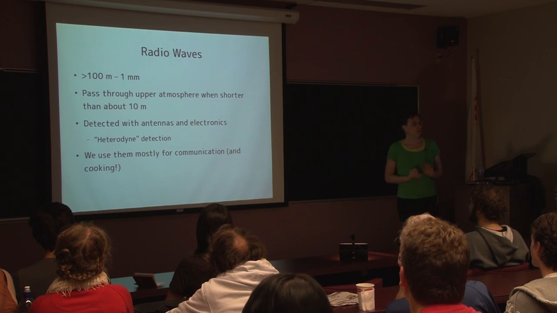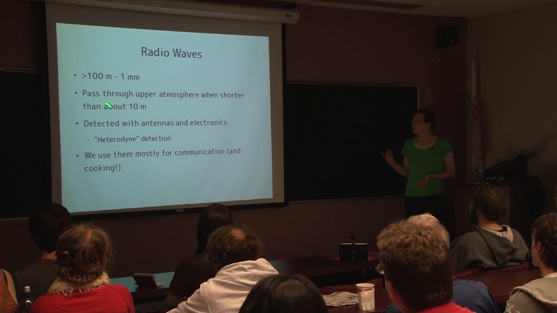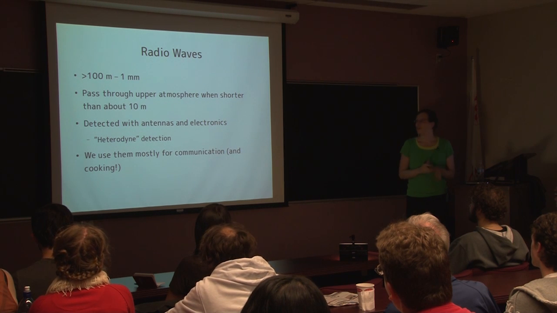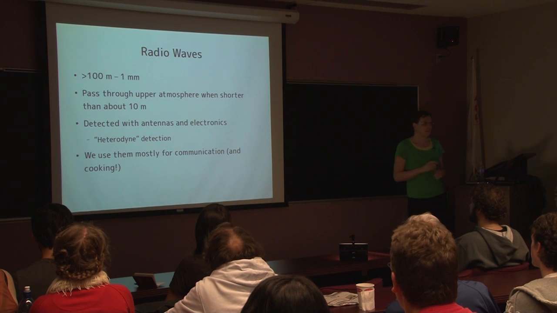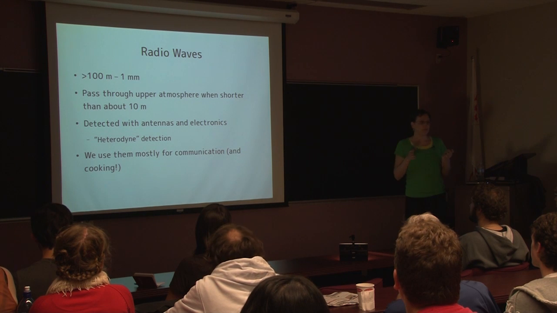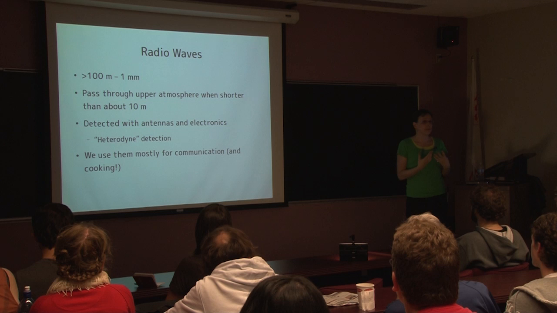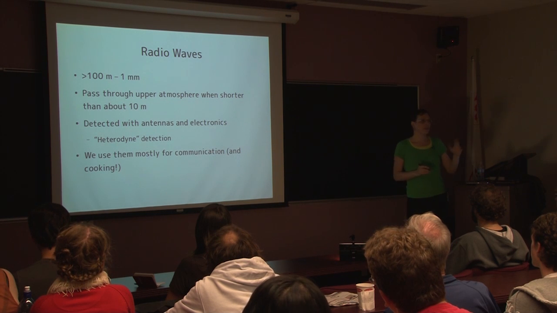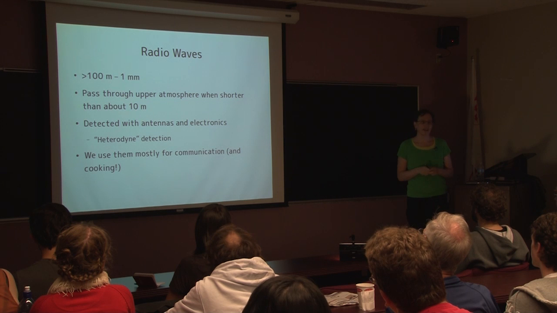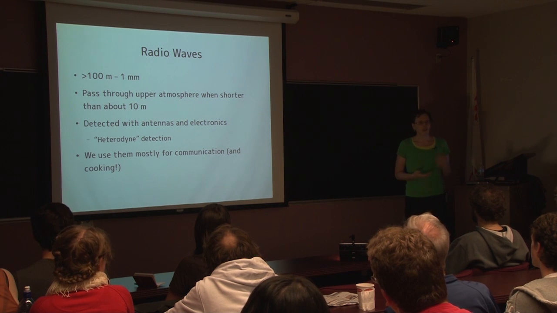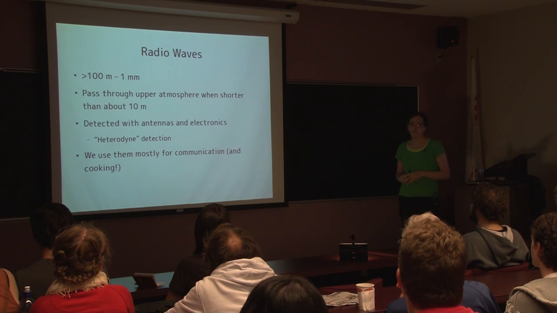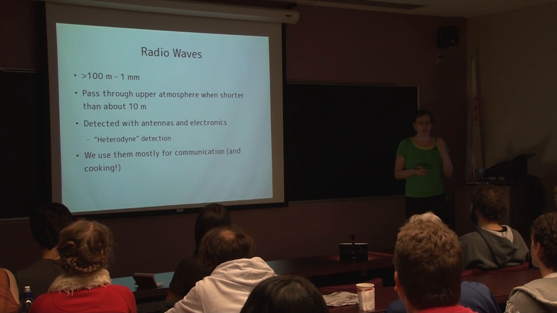Just to be specific about what I mean by radio waves: the wavelengths are from more than 100 meters down to about 1 millimeter. These pass through the upper atmosphere. The atmosphere doesn't block them as long as they're shorter than about 10 meters. Beyond 10 meters, they bounce off the upper atmosphere, which is great if you want to talk to Australia with your ham radio, but not so good if you want to see the stars, because the waves bounce right off.